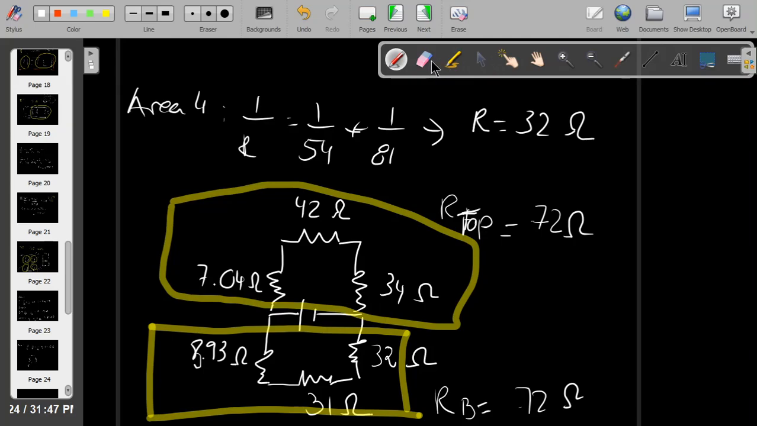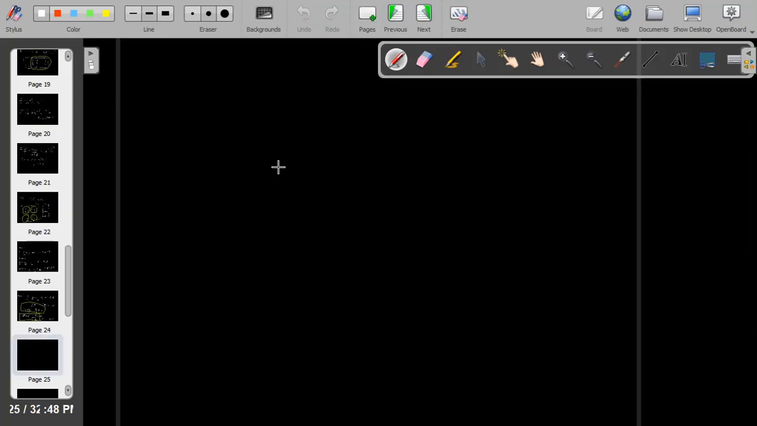Let me erase. Let me make sure. The top is 83 when I add it up. So if you add 34, 42, and 7.04, you should get 83 ohms. And if you add 8.93, 32, and 31, you should be getting 72 ohms. So what have you accomplished by doing this? You are simplifying this circuit.